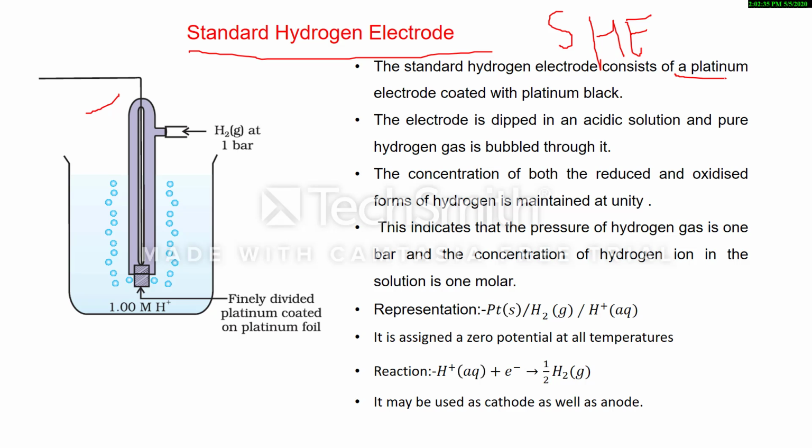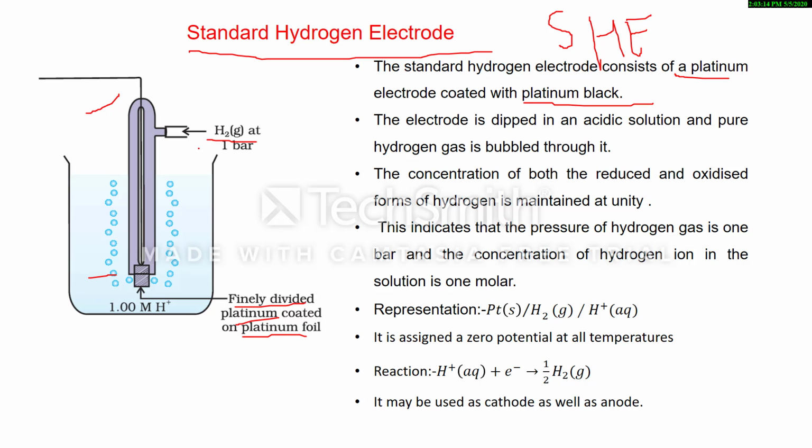platinum electrodes are there, and these platinum electrodes are coated with platinum black. Now what is the meaning of this platinum black? We can say this is finely divided platinum, known as platinum black, and this is coated on the platinum foil. So this is the electrode in the standard hydrogen electrode, and this electrode is dipped in an acidic solution, and pure hydrogen gas is bubbled through it. This is the hydrogen gas we pass to this one.